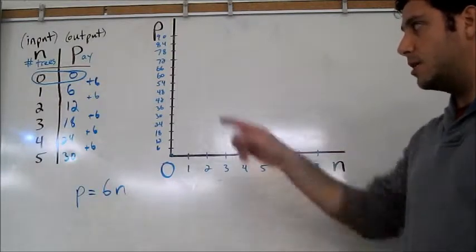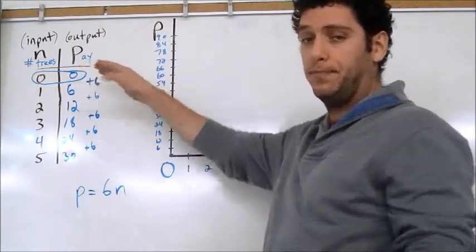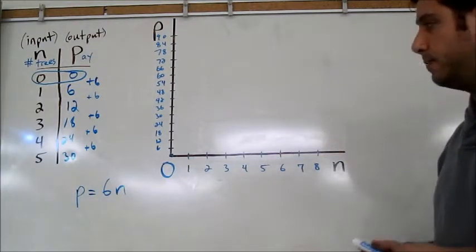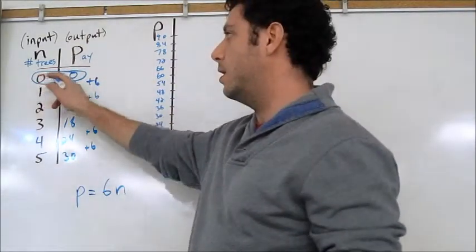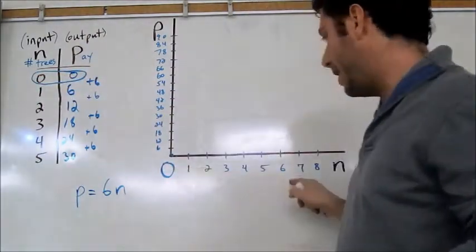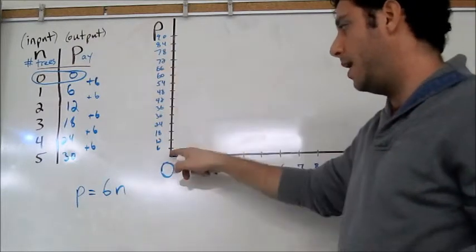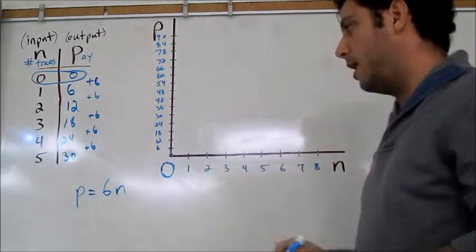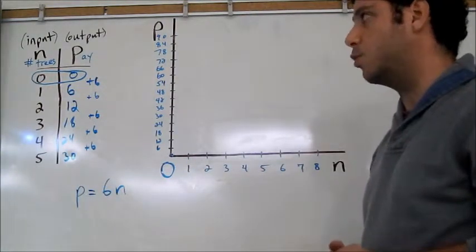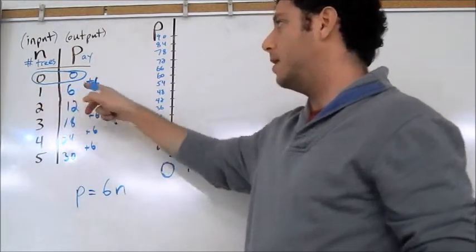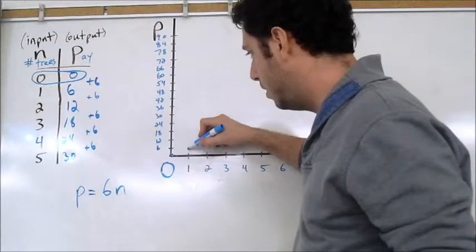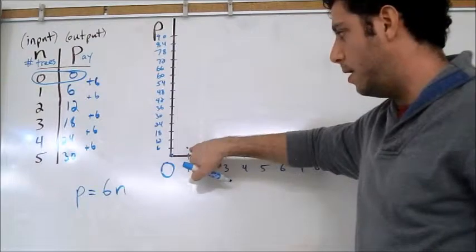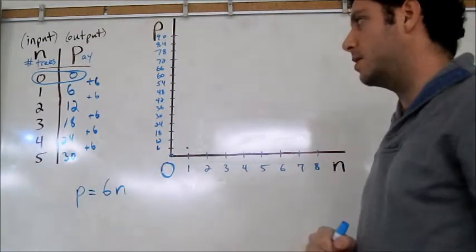Now, these coordinates, these ordered pairs, can be plotted and they can be graphed. So let's try plotting the first one, 0 and 0. So when N is 0, her pay is 0. So I've put a little dot here where these two axes meet, and that represents the first ordered pair. Next we've got 1 and 6. So when N is 1, her pay is 6. So we'll put a point here representing that point.